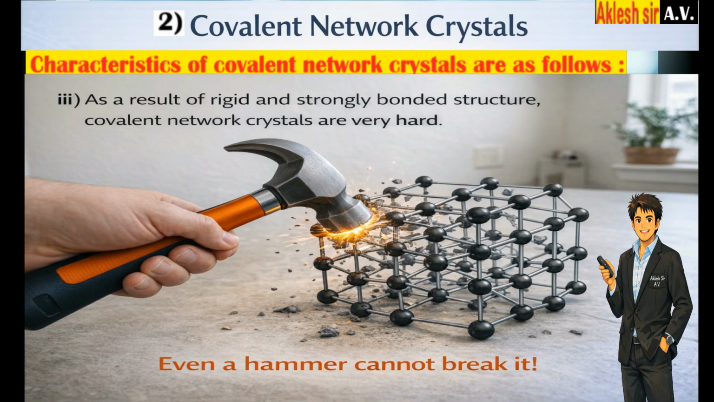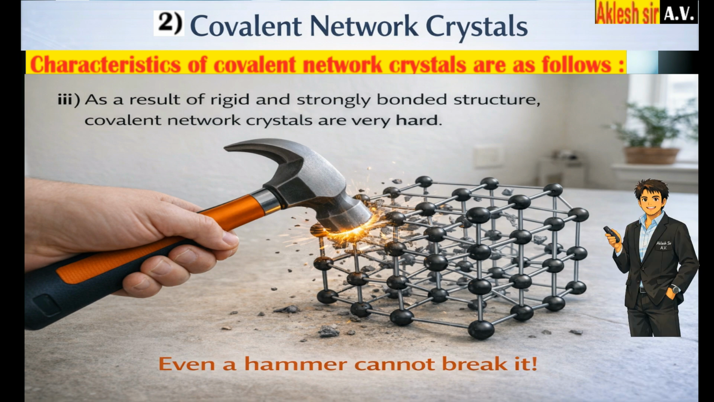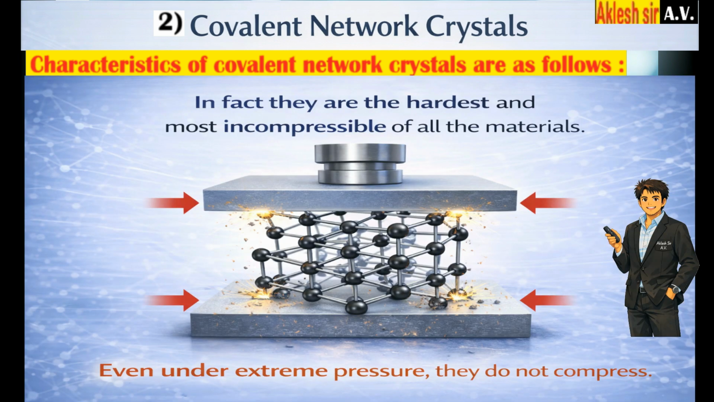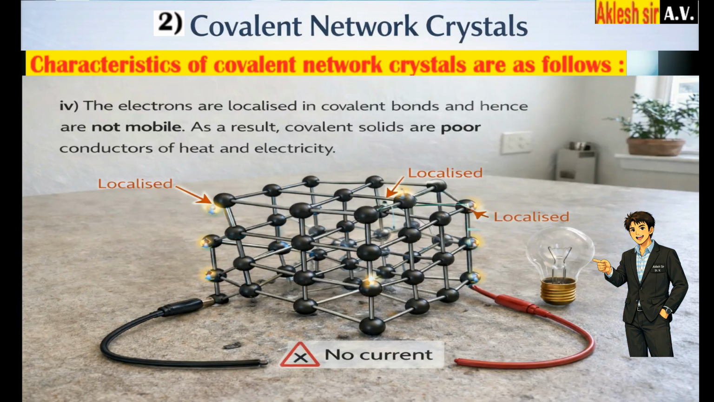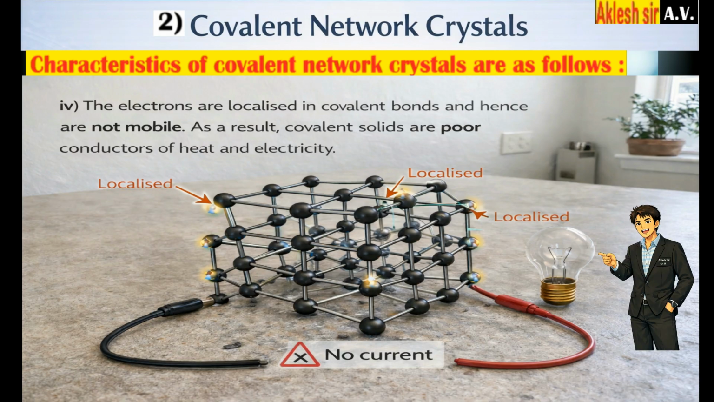As a result of the rigid and strongly bonded structure, covalent network crystals are very hard. In fact, they are the hardest and most incompressible of all materials. These crystals have high melting and boiling points. The electrons are localized in covalent bonds and hence are not mobile. As a result, covalent solids are poor conductors of heat and electricity.